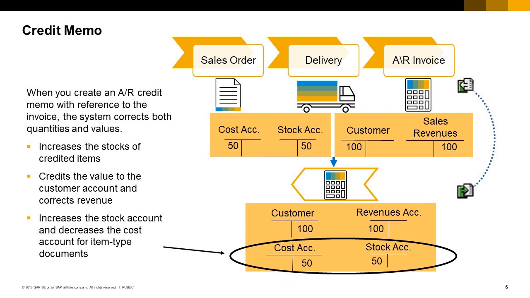An AR Credit Memo, also called a credit note, reverses either partially or fully the journal entry created by an AR invoice. When you create an AR Credit Memo with reference to the AR invoice, the system corrects both the quantities and values in the AR invoice. The system increases the stocks of the credited items. The system credits the credit memo value to the customer's account in the general ledger and corrects the revenue by the same amount. If the credit memo is an item type credit memo with rows for inventory items, then the journal entry for the credit memo will also increase the stock account and decrease the cost account.